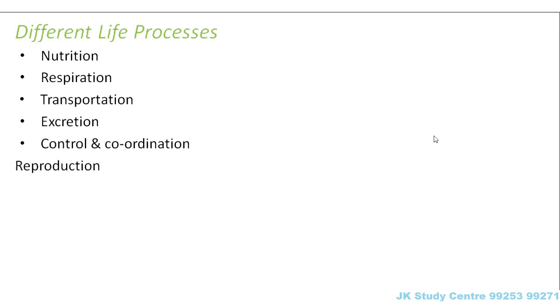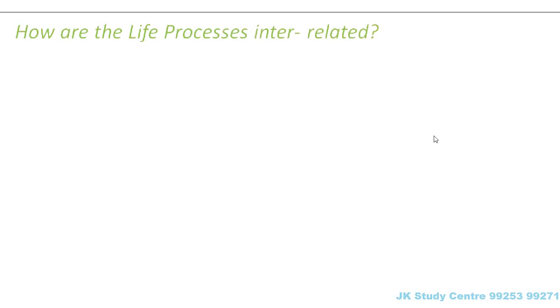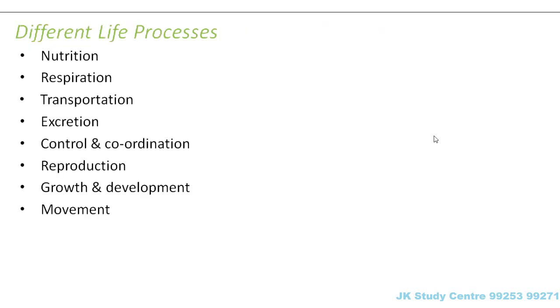So what are the different life processes? Nutrition, respiration, transportation, excretion, control and coordination, reproduction, growth and development, and movement. So these are the 8 life processes which together constitute a living organism, right? By looking at the names, I think you can guess what each of them is. So let us have a quick introduction of each of these life processes. What does each of these life processes do?